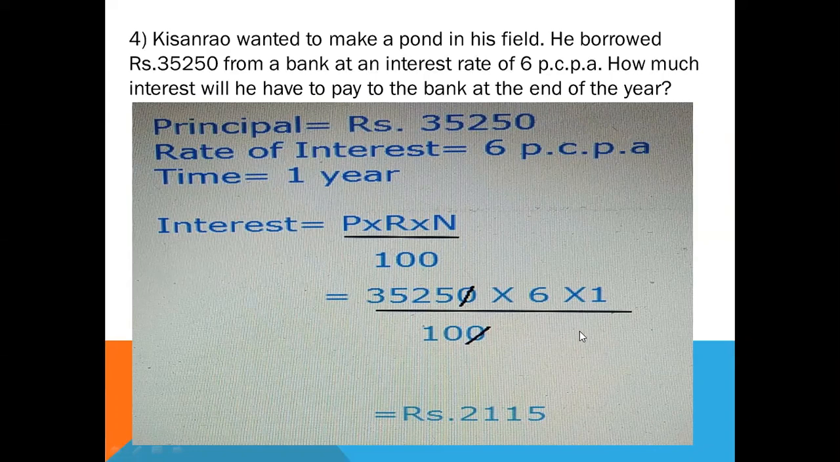That is, Kisan Rao has to pay 2,115 as interest on rupees 35,250 to the bank for the amount he borrowed.